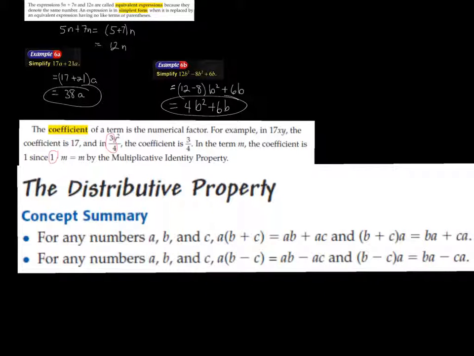Summing it up for any numbers a, b, and c, a times (b plus c) equals a times b plus a times c, or vice versa. (b plus c) times a is the same as b times a plus c times a. And the same is true of subtraction. a times (b minus c) is the same as ab minus ac. And (b minus c) times a is the same as ba minus ca.